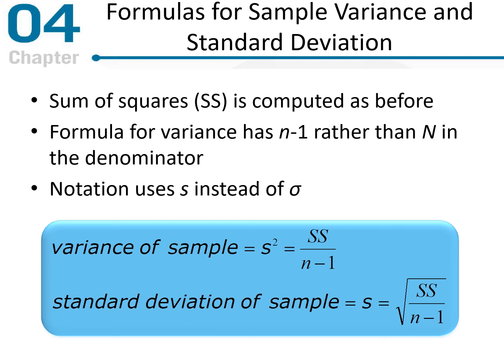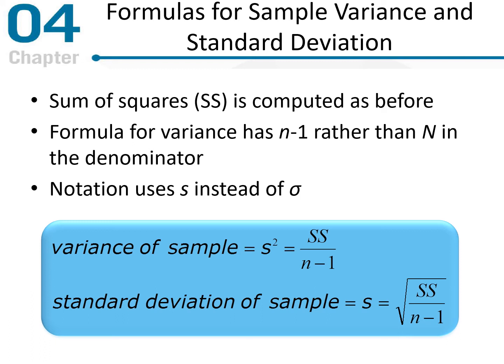Now, realistically, you're never going to be doing this calculation in the population. So it's more of a theoretical point. You're never going to have access to the entire population. So if you have a sample and you want to calculate the variance of that sample, you're going to take the sum of squares and divide it by n minus 1.